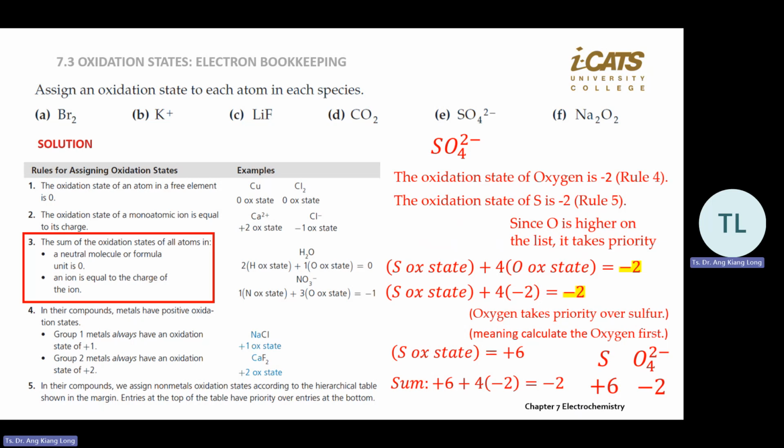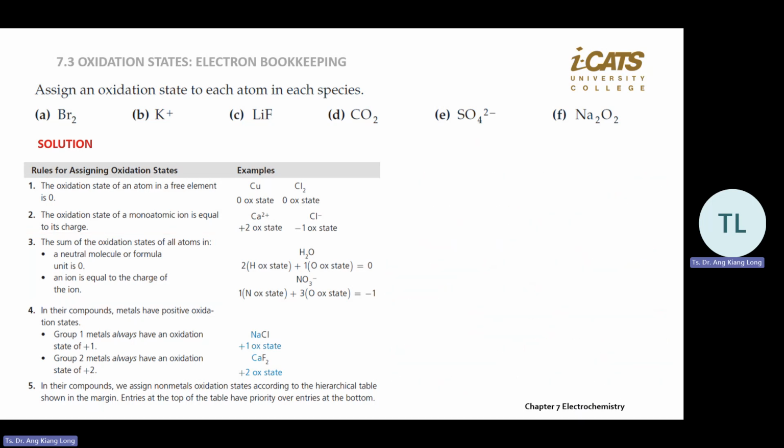Okay, sorry. O4 2 negative, why is it -2? Because you refer to rule number 3. The sum of oxidation states in an ion is equal to the charge of the ion. Maybe I should not write it, but you just follow the slide. So it's like that. So okay, let's move to the last example.